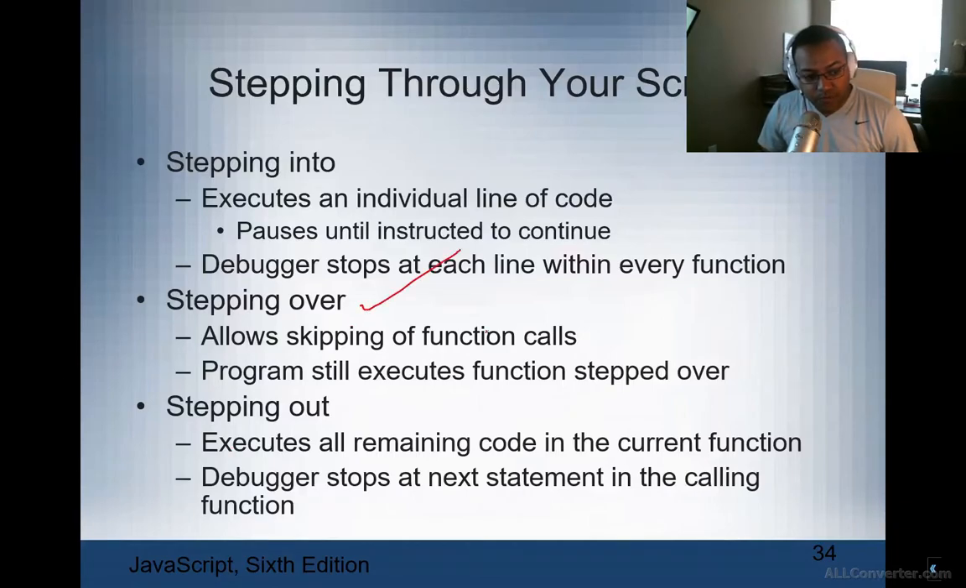I can step over a function call, which means that I'm skipping that function statement. I can step out of the function call, which means that I am executing all remaining code in the current function. I can step into a function call by executing an individual line of code. What I did in the debugger just now was a step into. And then I stepped out of it. I stepped into it to see if it was a problem, and then I stepped out of it to see what it would do next. I could have stepped over it and ignored that line altogether, but I didn't do that.